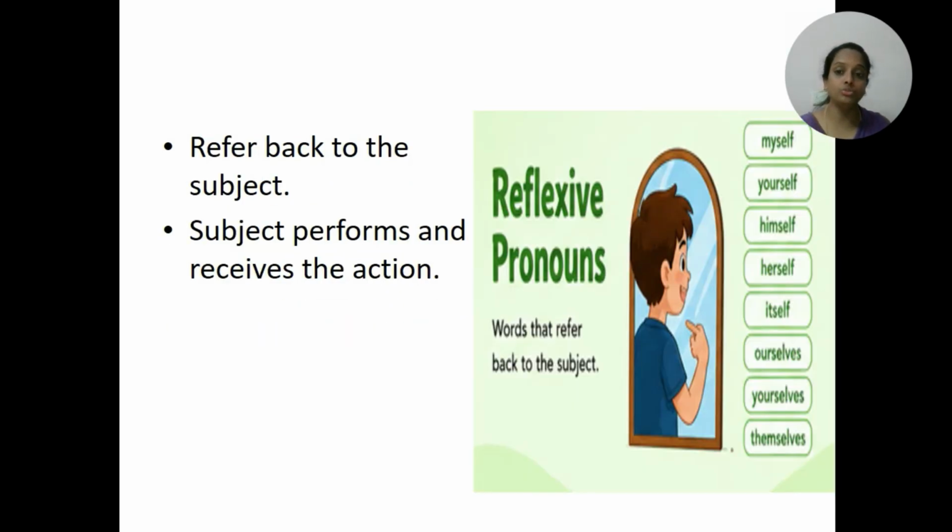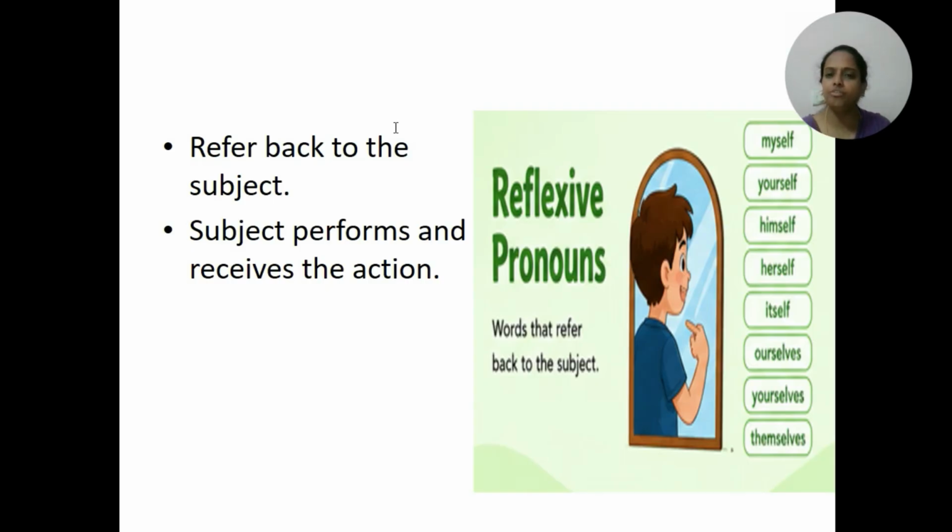Now let's move on to the next type, reflexive pronouns. Have you ever said, I did it myself, or she made the cake herself? Those words, myself, herself, are called reflexive pronouns. A reflexive pronoun means it refers back to the subject of the sentence. It shows that the person who performs the action also receives the action.